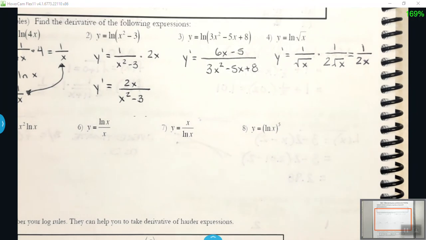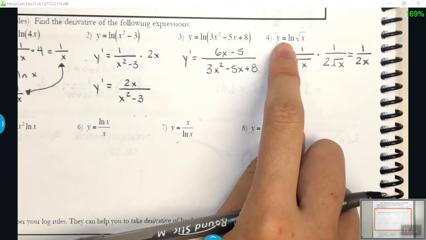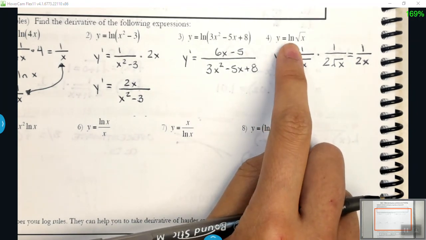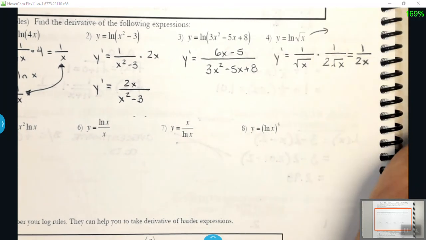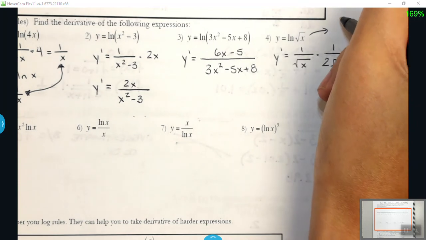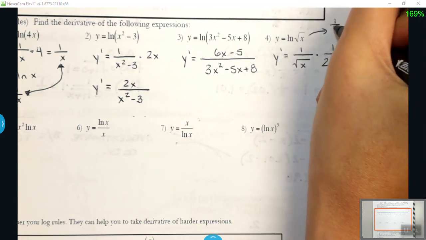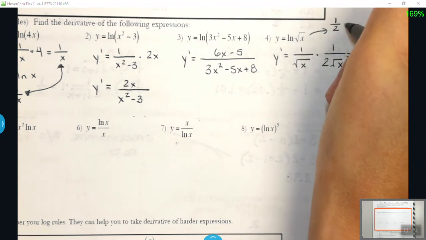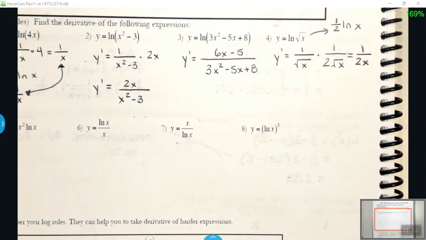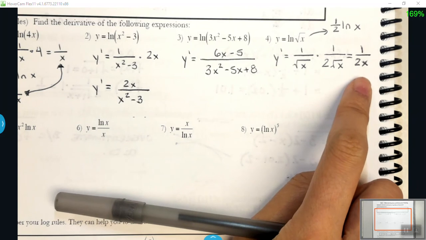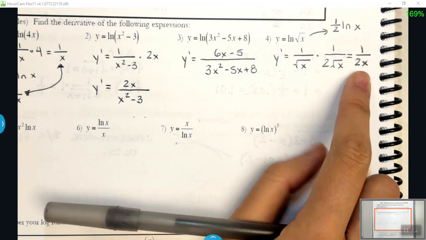Okay. So an easier way might be to use your properties of logs, because what is this equivalent to? 1/2 of log x. Yeah, remember you can bring the exponent out in front, and then the derivative of 1/2 natural log x is 1 over 2x.